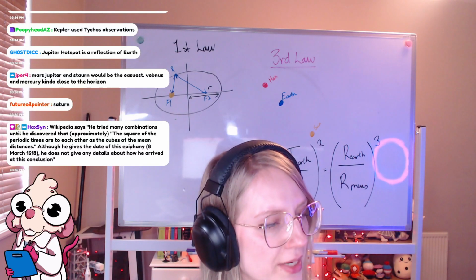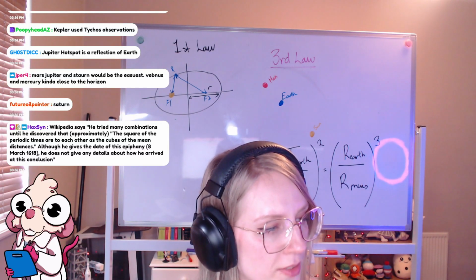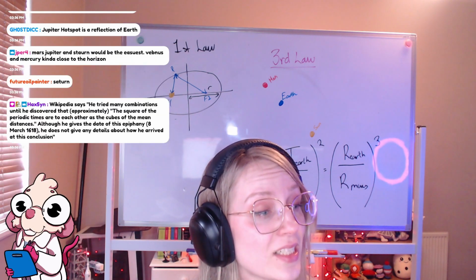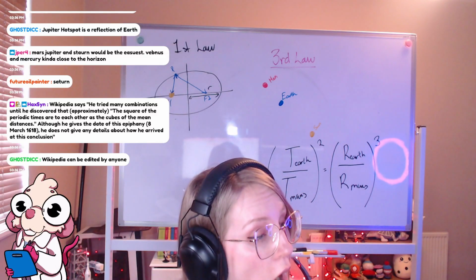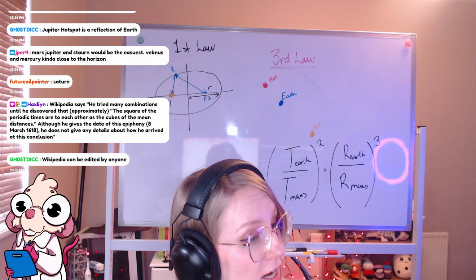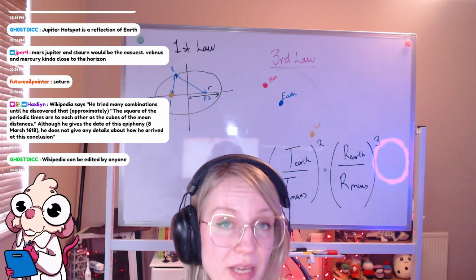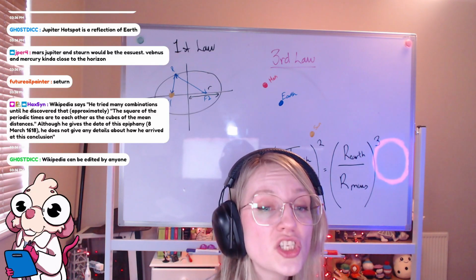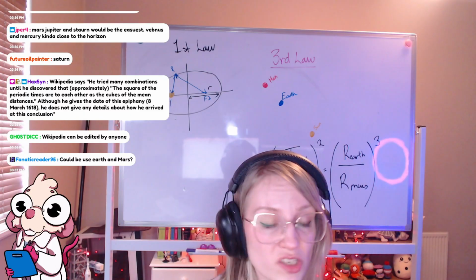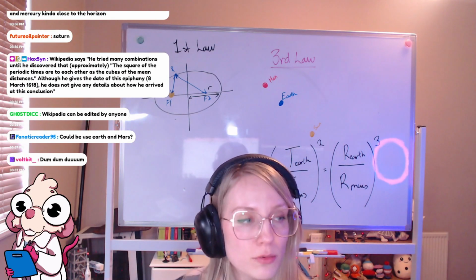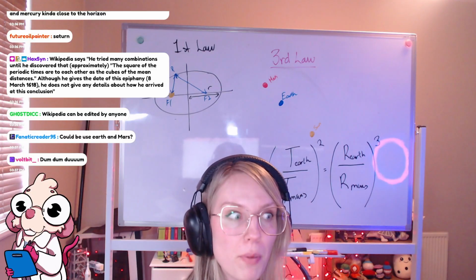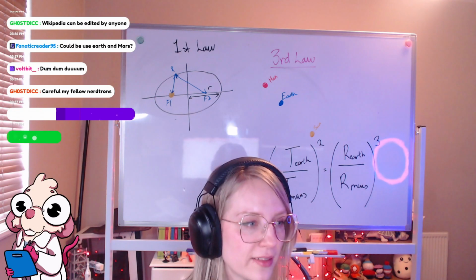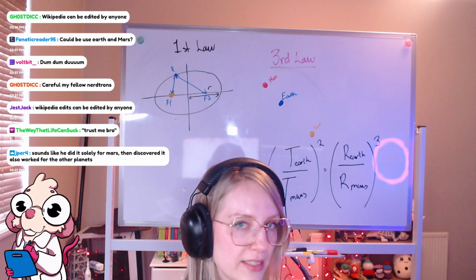Wikipedia says he tried many combinations until he discovered approximately the square of the periodic times to each. Although he gives the date of his epiphany, he does not give any details about how he arrived at this conclusion. Spice. That is spice. Could use, yeah, I'm assuming it was Earth and Mars. But how do you confirm it? That was just the observation for two planets. You need, I would say, at least another one.